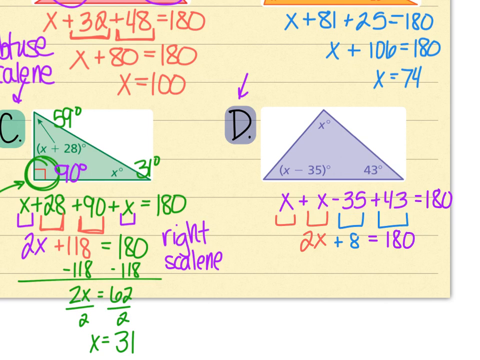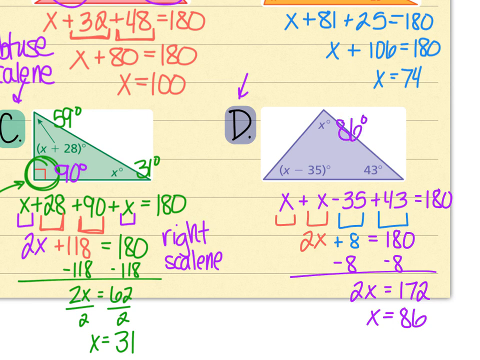Subtract 8 from both sides. 180 minus 8 is 172. And then I'm going to divide by 2. And that's going to be 86. So divide by 2 and x equals 86. So if this is an 86-degree angle, then the other angle would be 86 minus 35, which is 51 degrees. And so I have got no angles that are 90 or above, so it's an acute triangle. And again, none of the angles are the same, so I know it's scalene.